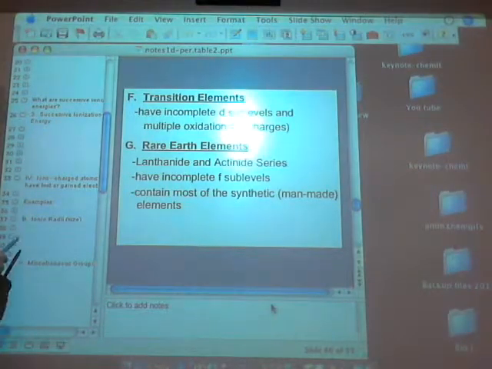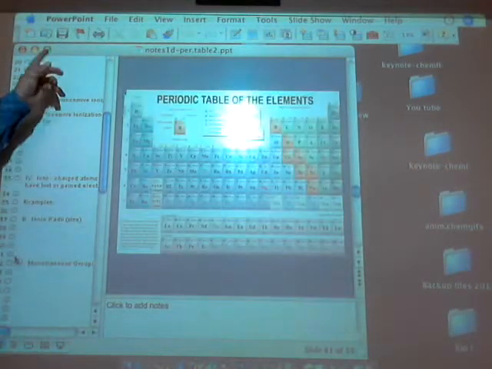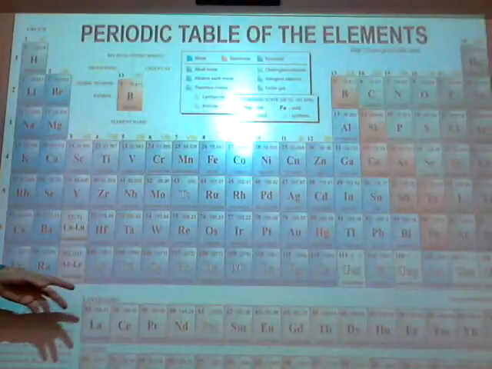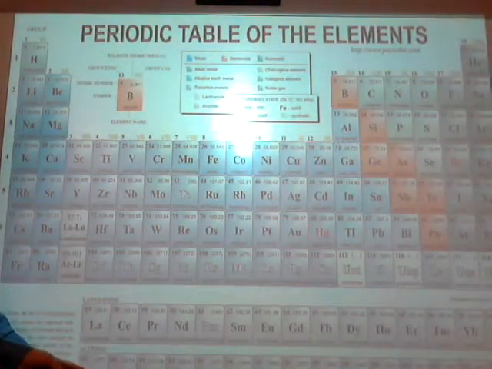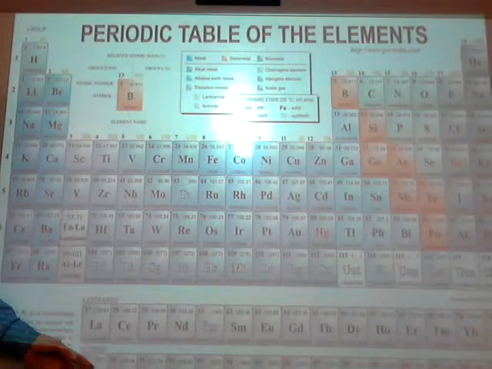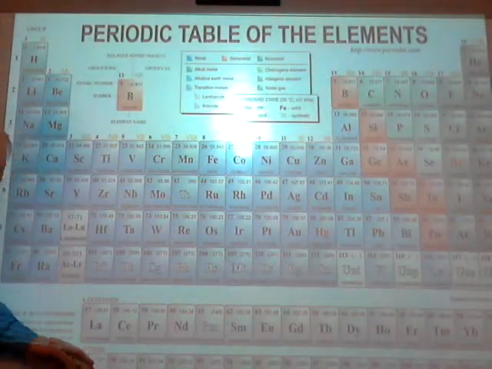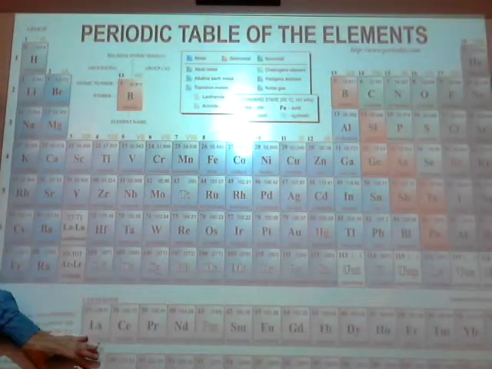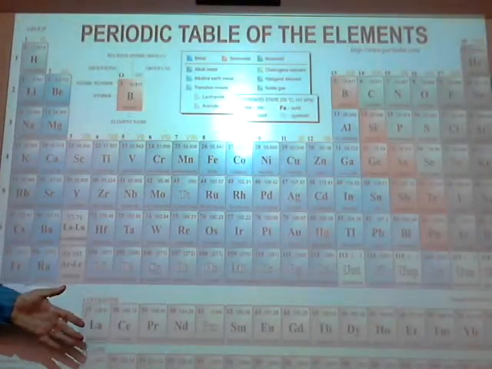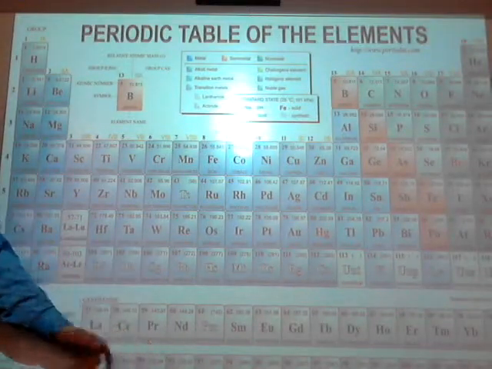Let me show you the periodic table here. This is the lanthanide series because the first element is lanthanum. This guy here, the actinide series, is actinium. They're kind of cut off on this board here, but they are the bottom ones in the periodic table. We don't work with them a whole lot. You should know what they're called. They're the rare earth elements. Okay.